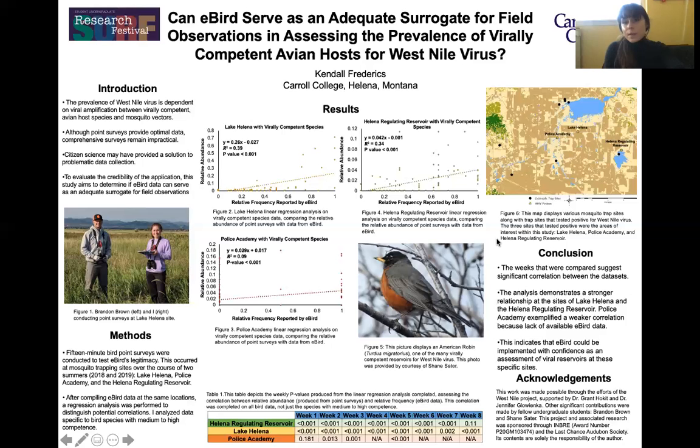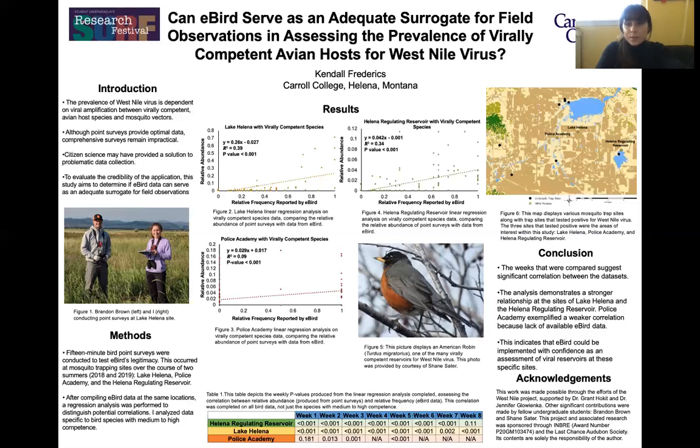I also constructed a map that displays the various mosquito trap sites. You can see here's Police Academy, Lake Helena, and the Helena Regulating Reservoir, and these are all sites within the Helena Valley that are very close to one another. And if you notice, there's a little sundial icon, and that shows where we've yielded positive West Nile virus results. So again, we chose these sites because they were yielding the positive results.